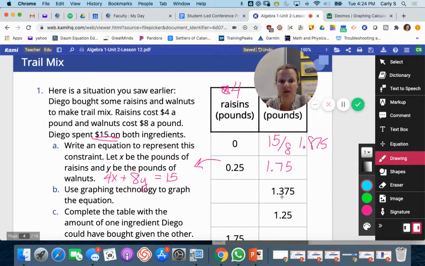So for this next one, I'm going to substitute in my walnuts. So 4x, we don't know how many raisins, plus 8 times 1.375 equals 15. I'm going to solve that for x. So 15 minus 8 times 1.375 gives me 4, and if I divide both sides by 4, I get 1. I'm going to check that. Raisins 1, what does walnuts?